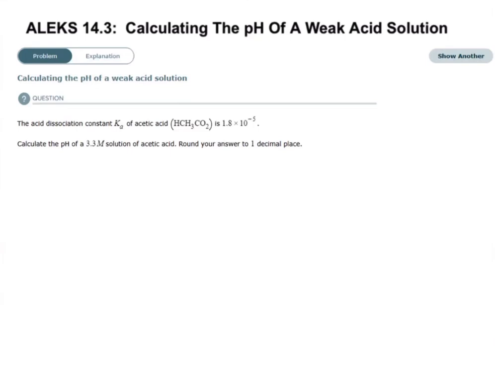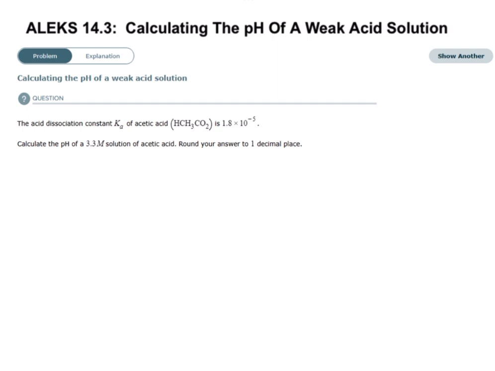We're going to work on an ALEKS problem that deals with calculating the pH of a weak acid solution. In this example, the acid dissociation constant of acetic acid is 1.8 times 10 to the negative fifth. They want us to calculate the pH of a 3.3 molar solution of acetic acid and to be sure to round our answers to 1 decimal place.